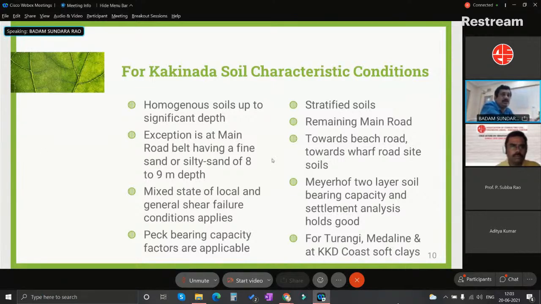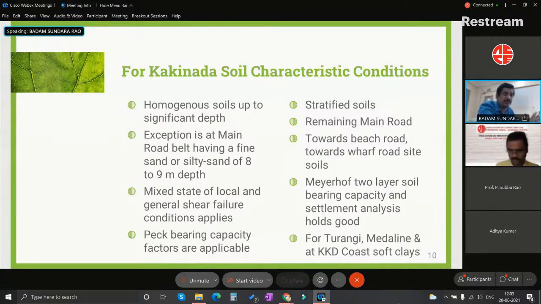When compared to the certified soils, these are the soils which are much beyond the central belt of the main road area, towards the Beach Road and towards the Wharf Road. For this case, the bearing capacity approach, that is the evaluation approach, is entirely different. We have to adopt a modified equation for the case of a two-layered soil system or a three-layered soil system. I'll discuss this in detail in the further ongoing sessions. Up to now, please understand that the approach is different.